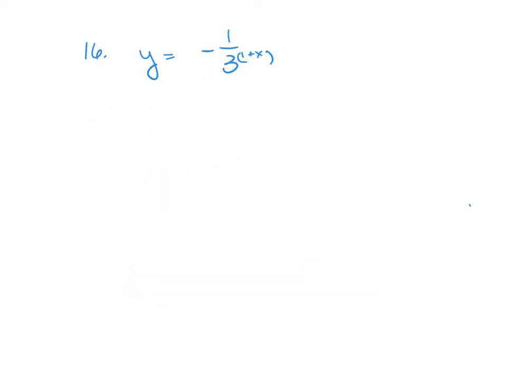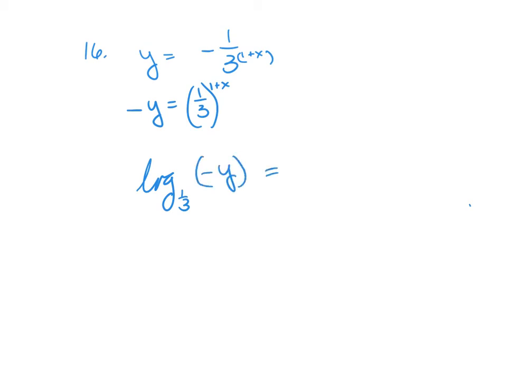Okay, the first thing I did here was I divided by -1, and I made this a negative y equals 1/3. And since it's a 1 upstairs, we can give everybody the same exponent. Then what I did was I put it in logarithmic form. Log base 1/3 of negative y equals 1 plus x.